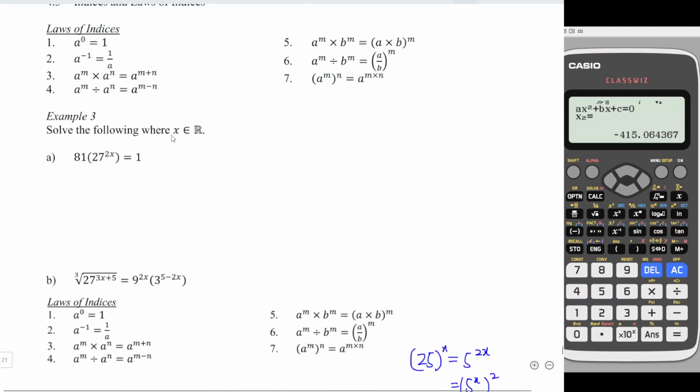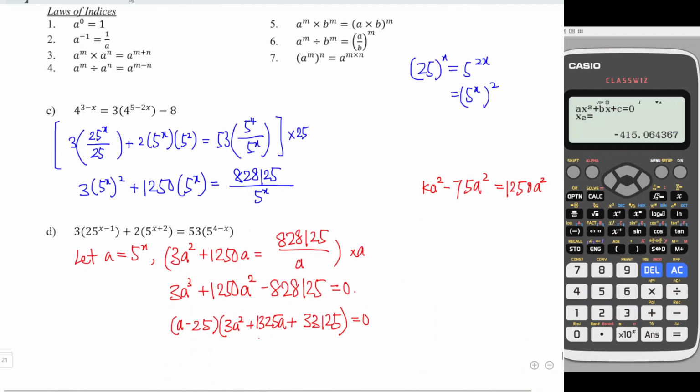Since according to the question, x must be a real number, which means that we have only a equal to 25. Then what is a? a is 5^x, which means that 5^x is equal to 25, and 25 equals 5 squared. So we have x is equal to 2, and we are done.